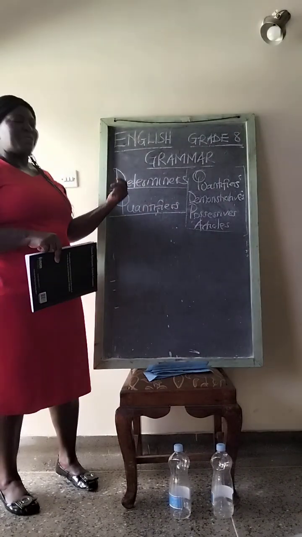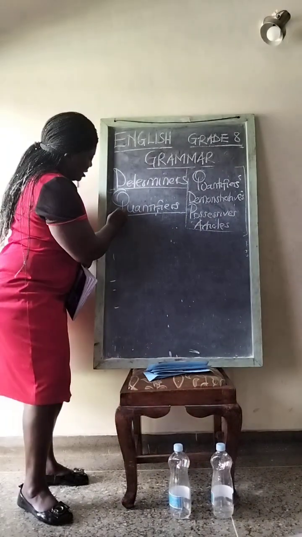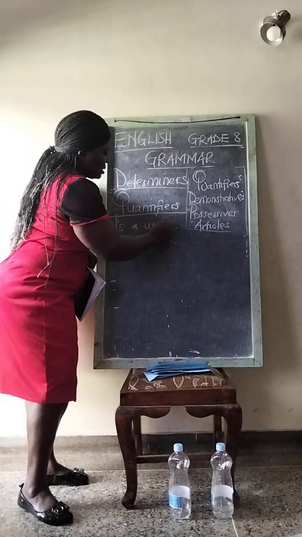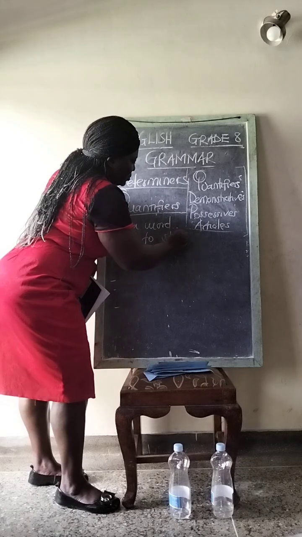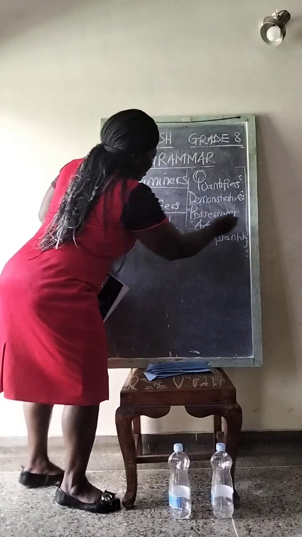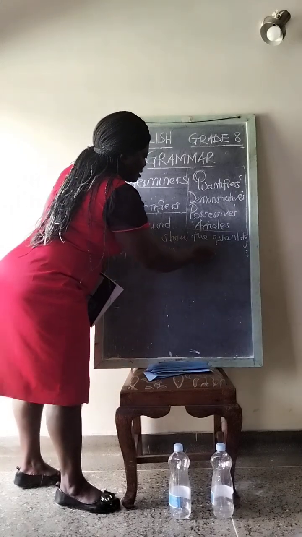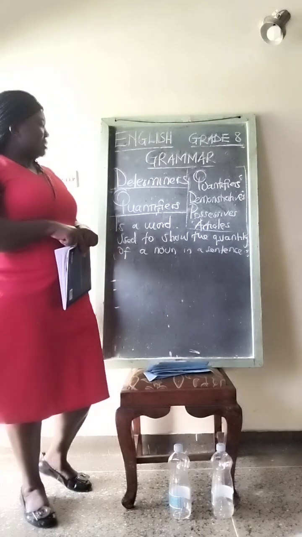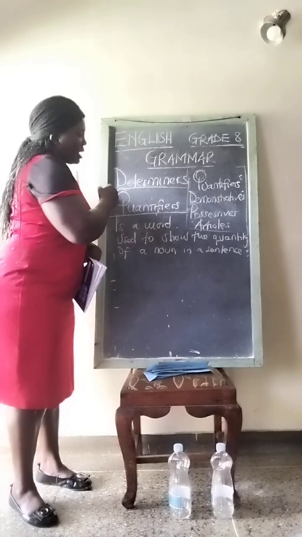What is a quantifier? A quantifier is a word used to show the quantity of a noun in a sentence. A word that is used to show the quantity of a noun in a sentence is what we call a quantifier. When they are many, we say quantifiers.